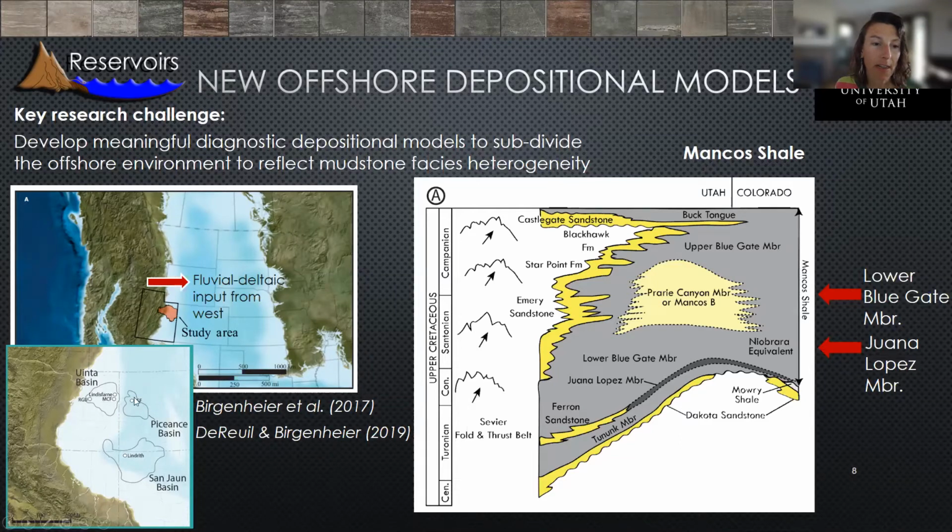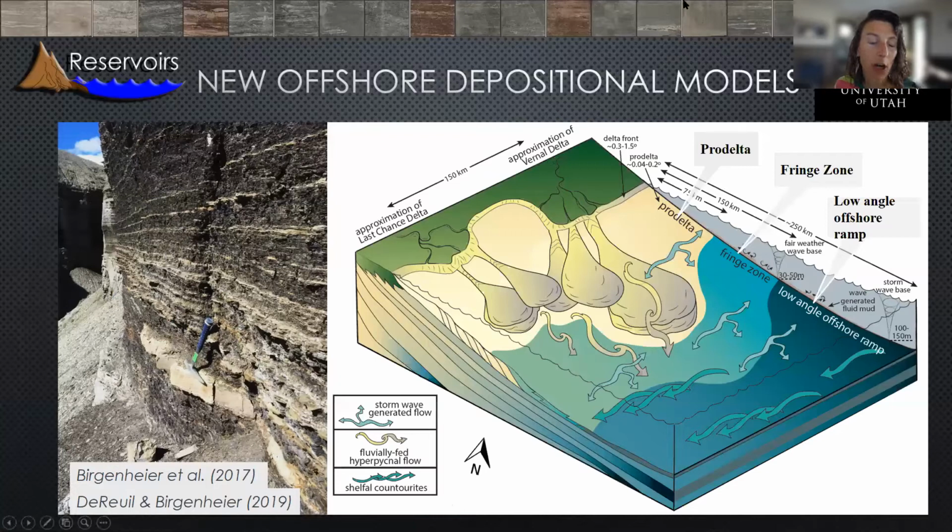We'll look here at the Mancos Shale in the Uinta, Piceance, and San Juan Basin, where we've examined both the main body, which is the lower Blue Gate member, and the Juana Lopez member, and have some publications in sedimentology on those models. But really, when you look at the system, it's what I kind of call a sea of mud. It's very difficult to try and understand what the target might be for a horizontal well. And so these models have really allowed us to narrow in on what those targets might be.